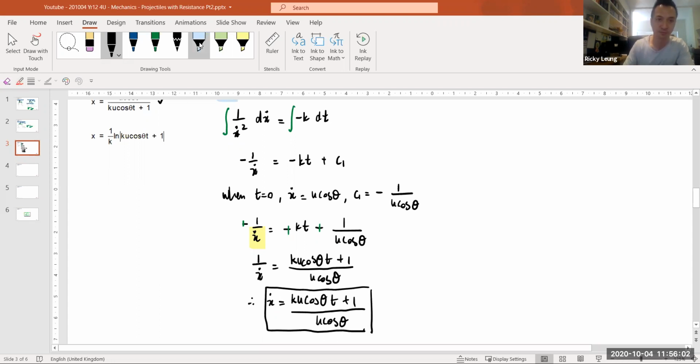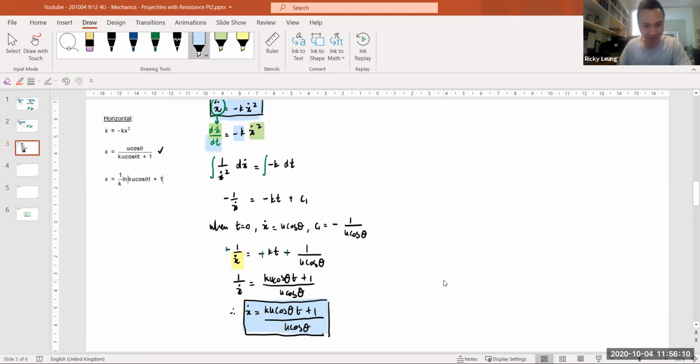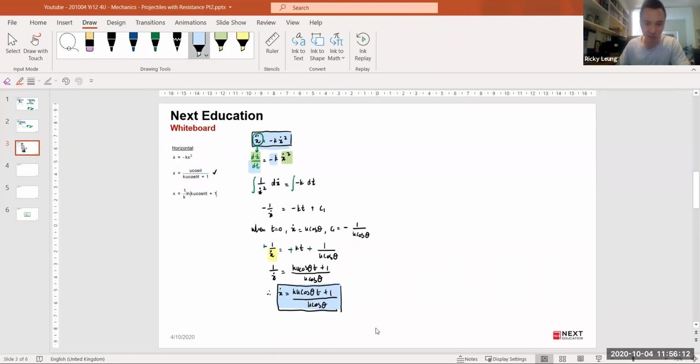2 down. 4 to go, right? 2 of the horizontals done. 1 more. So now I need to integrate this again to get the displacement expression. So what I'm going to do, like I always do, I'm just going to borrow this expression, and I'll just paste this up here. Remove the stuff I don't need.